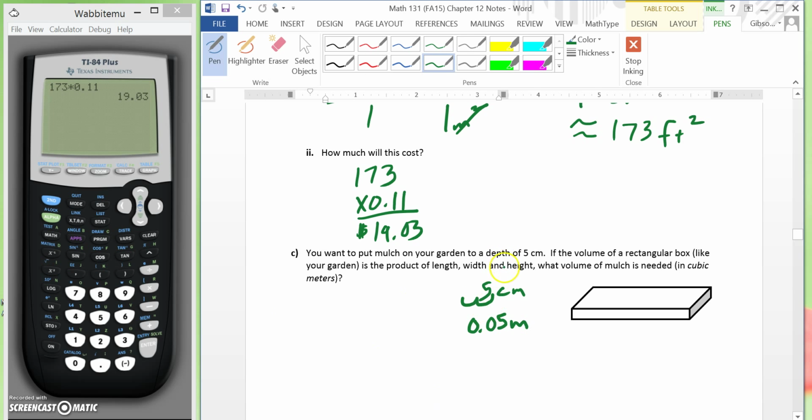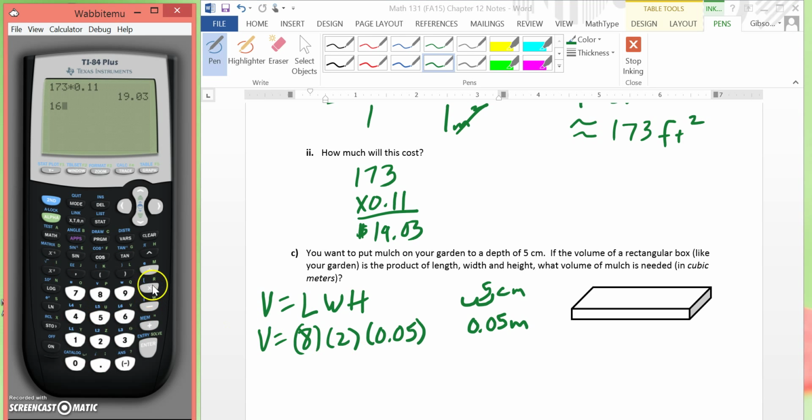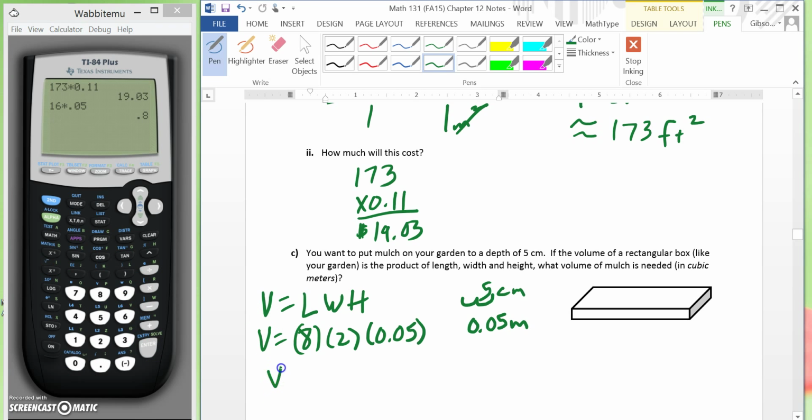So now that we know what our depth is, which is our height, we would take the volume formula. It'd be length times width times height. Now before, our length was 8, our width was 2, and now our height is 0.05. And we know this is all meters. So we will multiply this. We know this ends up being 16 times 0.05, which will give us 0.8. So our volume is equal to 0.8 cubic meters. That is our volume.